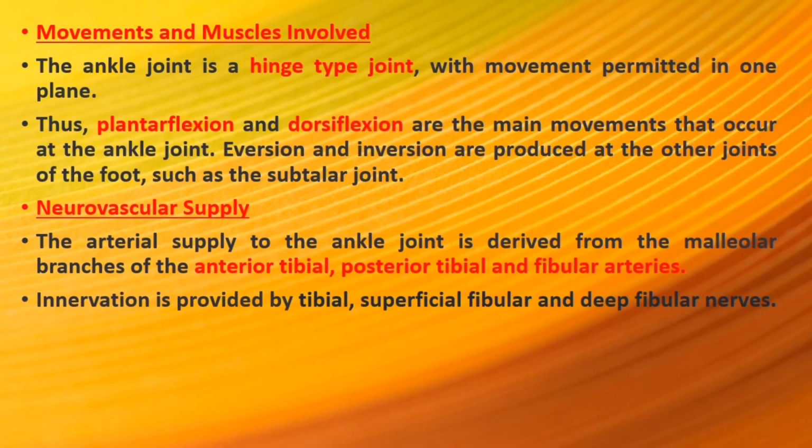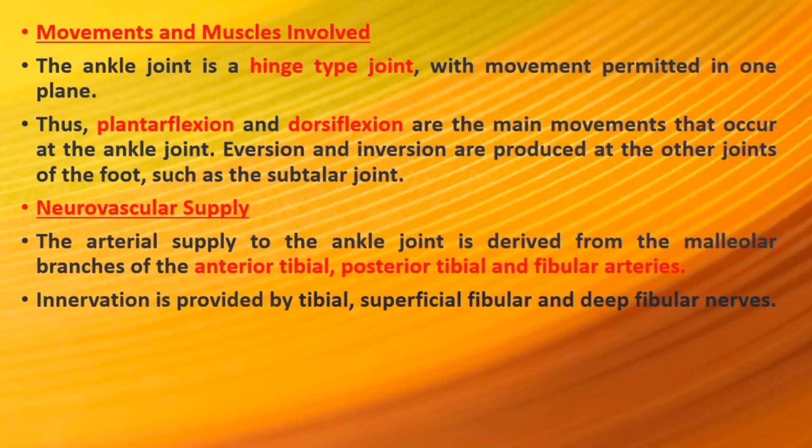Movements and muscles involved. The ankle joint is a hinge-type joint, with movement permitted in one plane. Thus, plantar flexion and dorsiflexion are the main movements that occur at the ankle joint. Eversion and inversion are produced at the other joints of the foot, such as the subtalar joint. Plantar flexion, produced by the muscles in the posterior compartment of the leg: gastrocnemius, soleus, plantaris and posterior tibialis. Dorsiflexion, produced by the muscles in the anterior compartment of the leg: tibialis anterior, extensor hallucis longus and extensor digitorum longus.